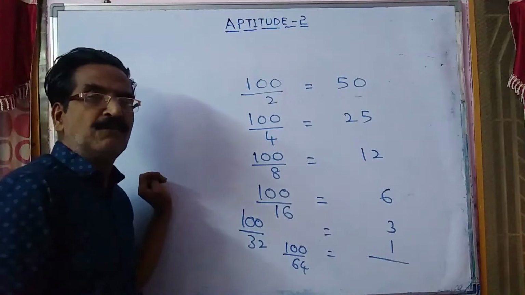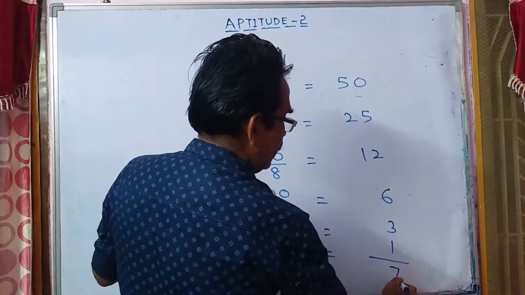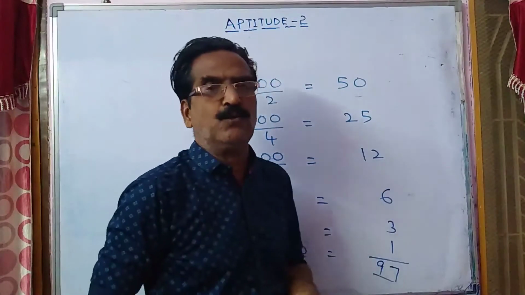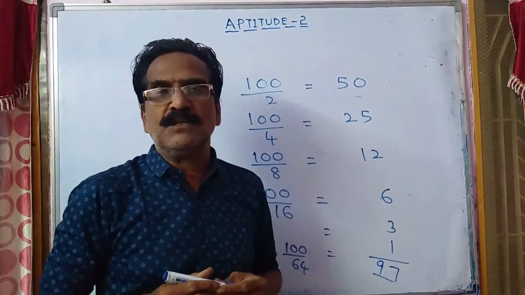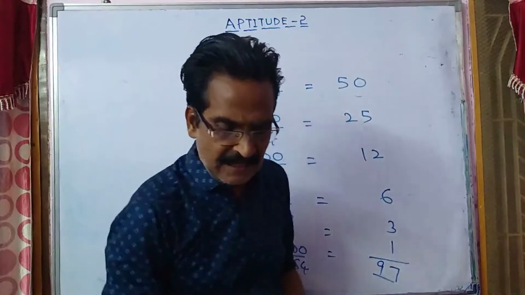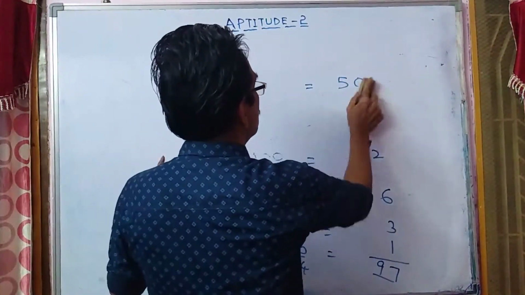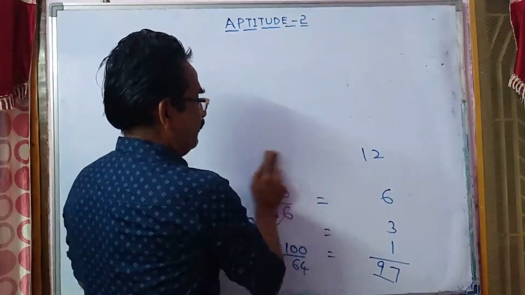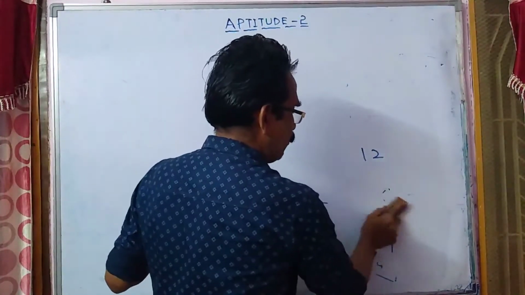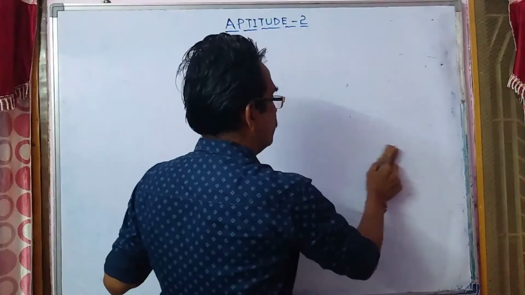You will get the number of 2's in 100 factorial. 50 plus 25 is 75, plus 12 is 87, plus 6 is 93, plus 3 is 96, plus 1 is 97. So there are 97 2's in 100 factorial. For any number, you have to do like this. Right, friends? Let us see the next problem. We have to divide the given factorial number by 2, then 2 square, 2 cube, 2 power 4, like that.